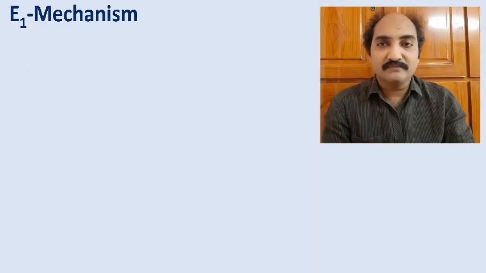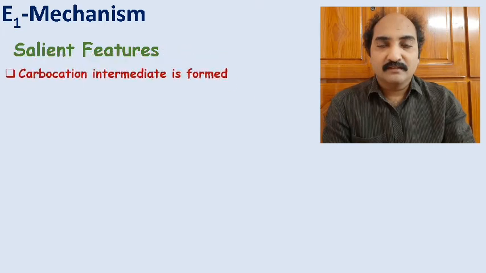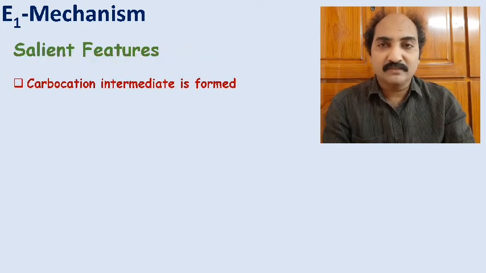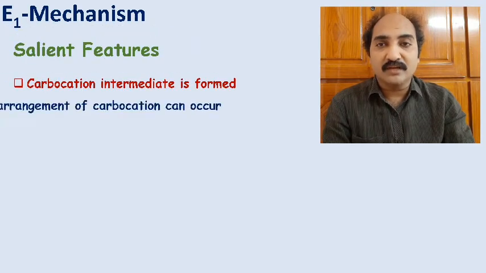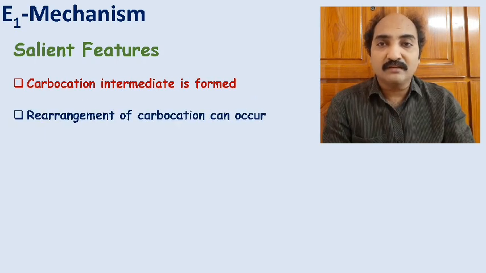What are the salient features of E1 reaction mechanism? The salient features of E1 reaction mechanism include the formation of a carbocation intermediate. We all know pretty well a tertiary carbocation is more stabilized. Therefore, always in E1 reaction mechanism, there is a possibility of rearrangement. If there is a secondary carbocation formed, and there is a possibility of rearranging itself into a tertiary carbocation, then that rearrangement automatically takes place. Therefore, in E1 reaction mechanism, rearrangement may occur.